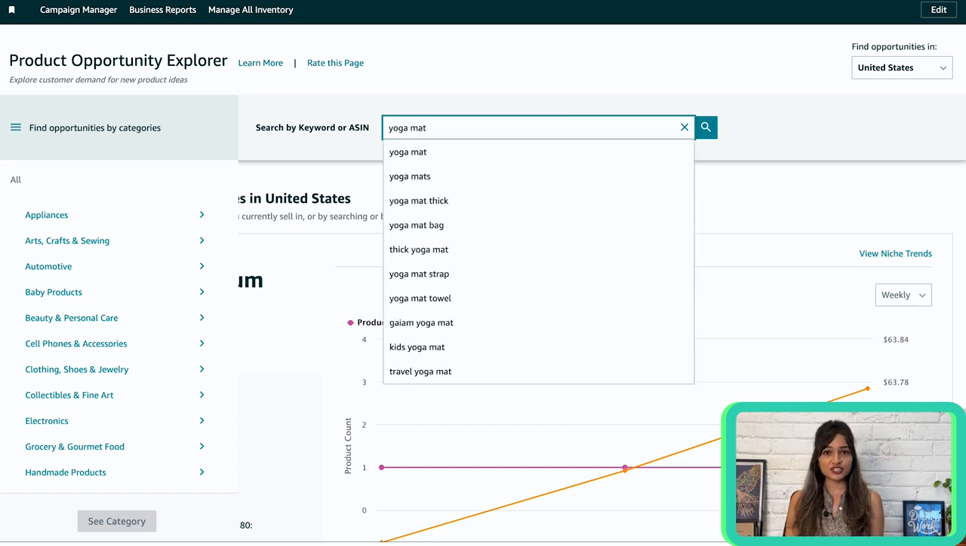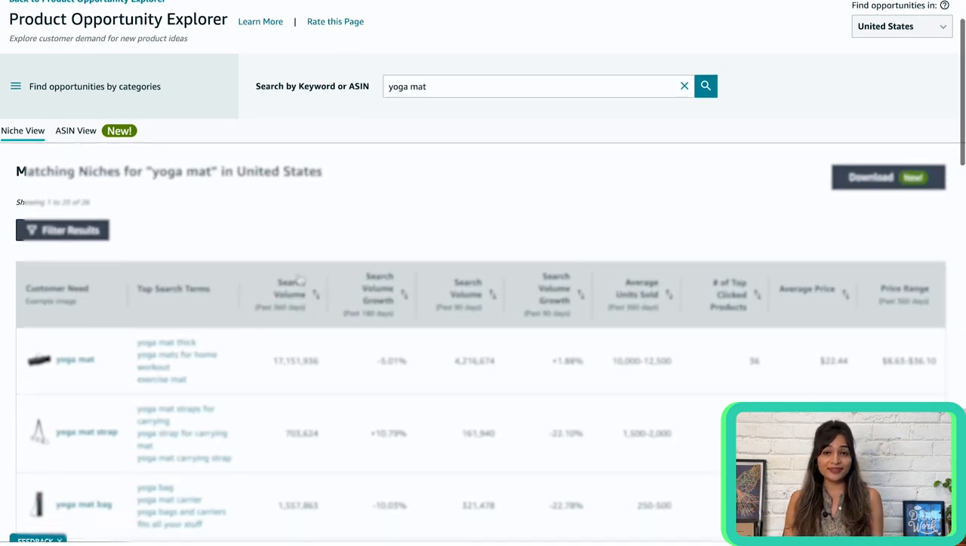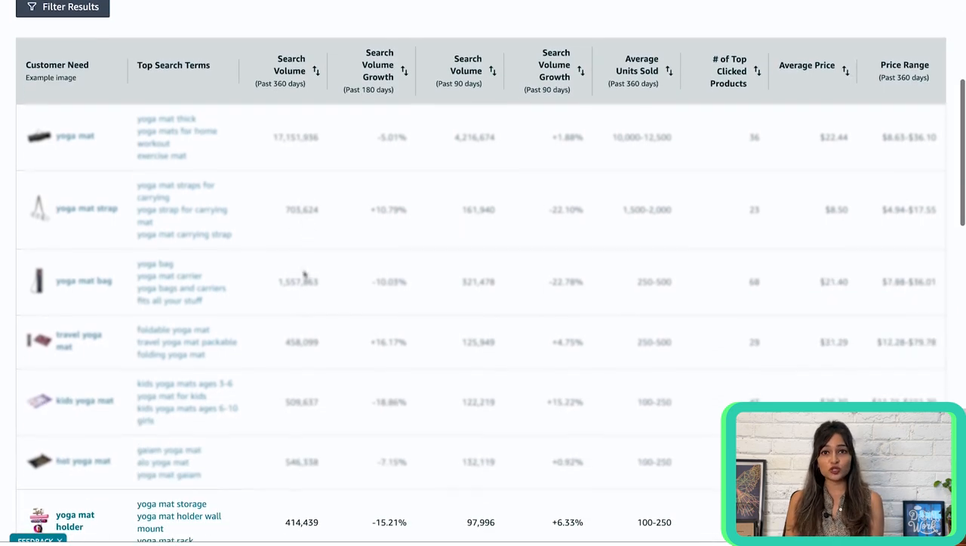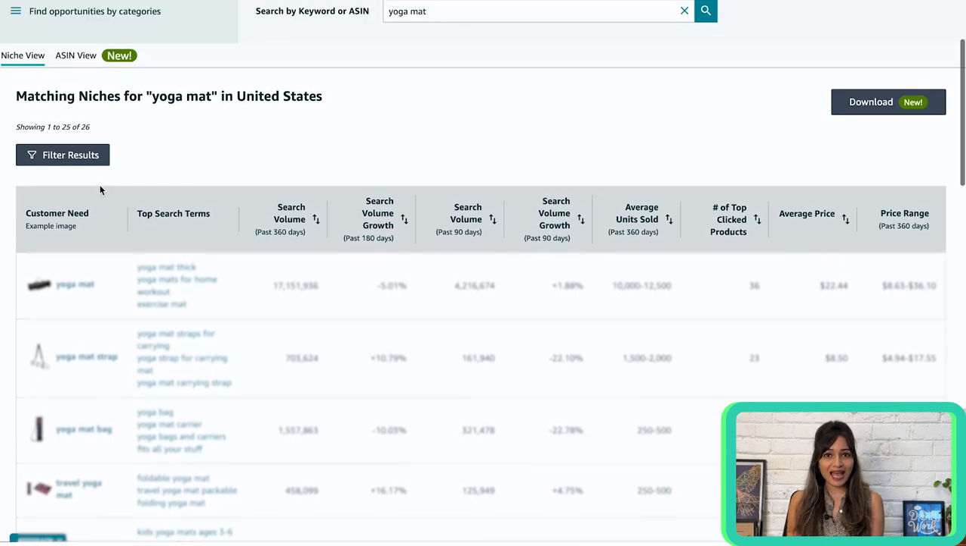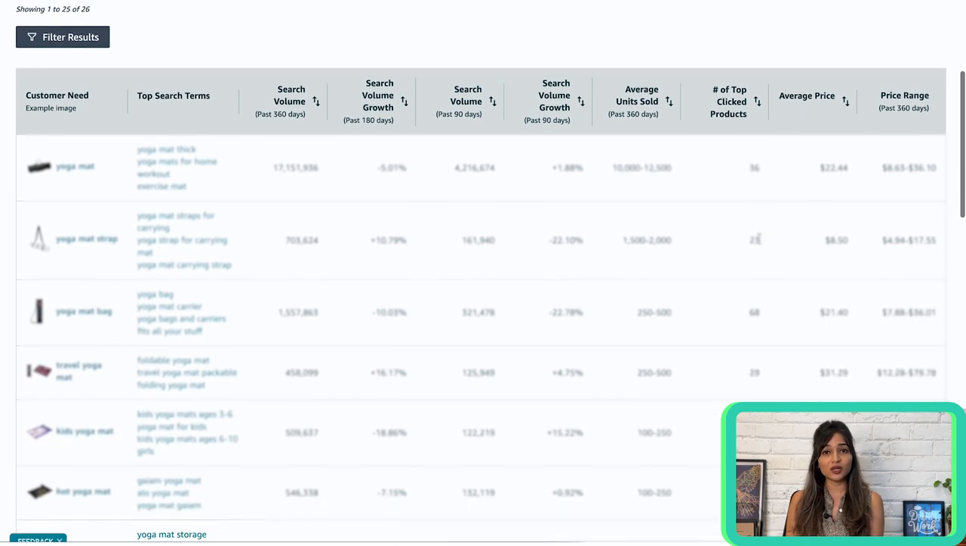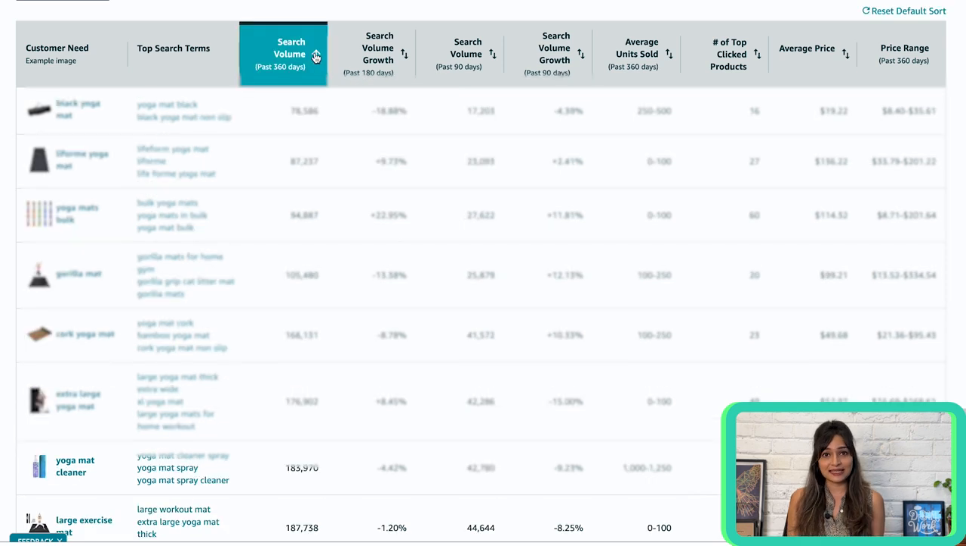The relevance of these niches is determined by comparing the search terms you used with the terms associated with each niche. Each niche listing also includes the top related search terms and other important metrics. You have the option to click on the arrows located to the right of each metric. This allows you to sort the metrics in ascending order with the first click and in descending order with the second click.